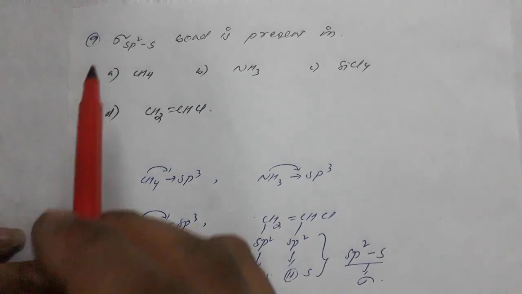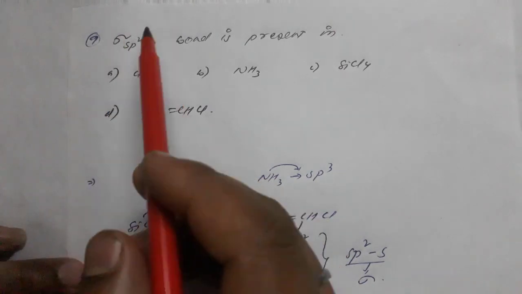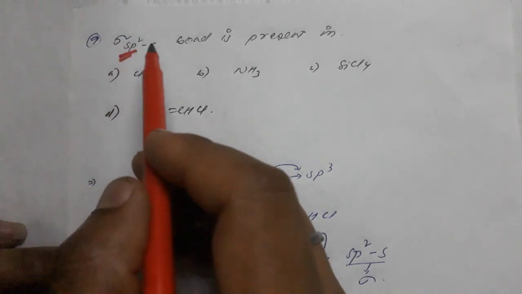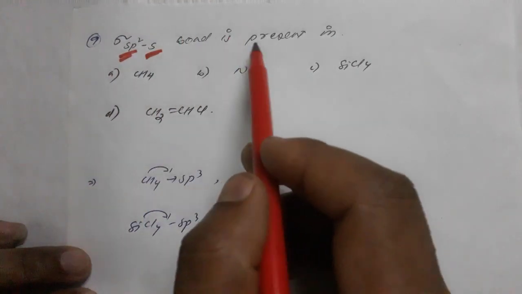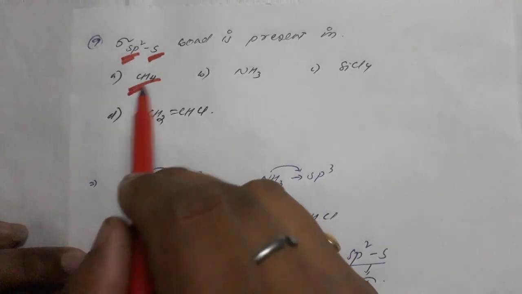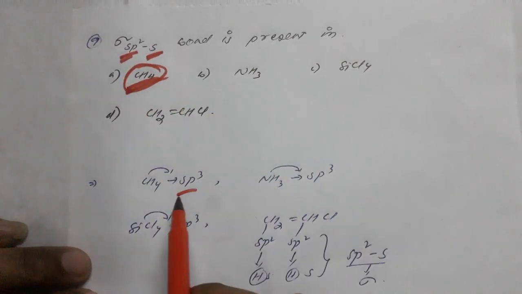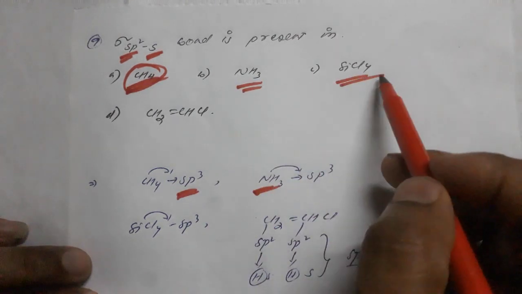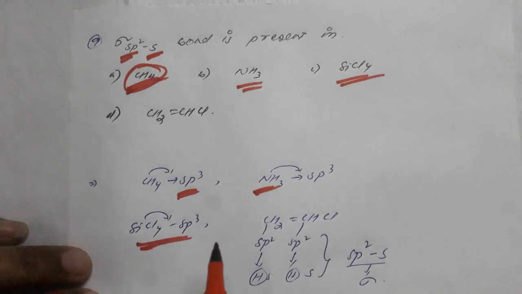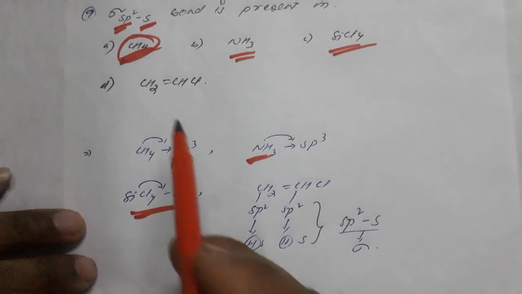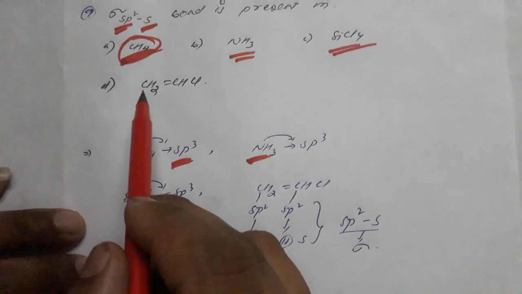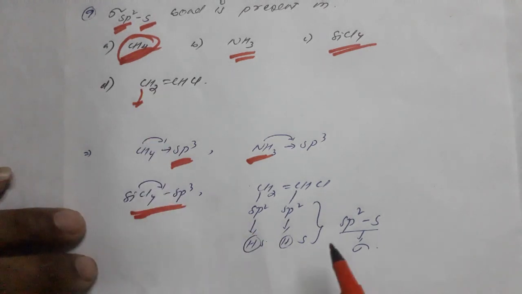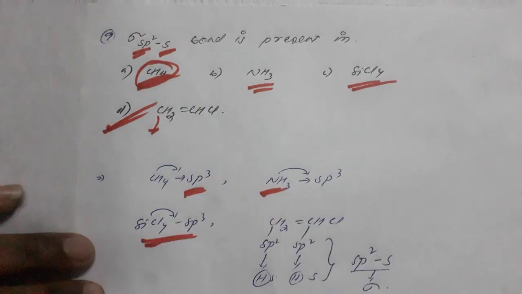Another simple question, guys. A sigma bond, meaning single bond, sp2-s means the sigma bond is formed by an sp2 hybridized orbital and an s orbital. Which of the following has this bond present? So here the hybridization is sp3. In NH3 also nitrogen is sp3 hybridized. In SiCl2 also silicon is sp3 hybridized. So only the sp2 hybridized carbon, which is carbon-carbon double bonded, forms a bond with hydrogen. Hydrogen has only one s orbital, so this one, right? So the answer is option D.